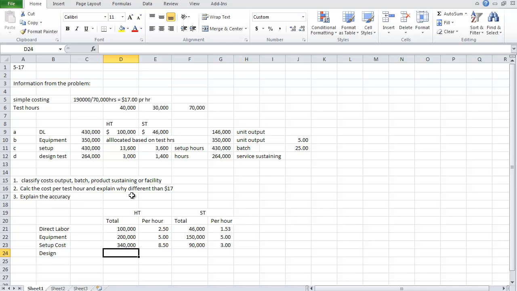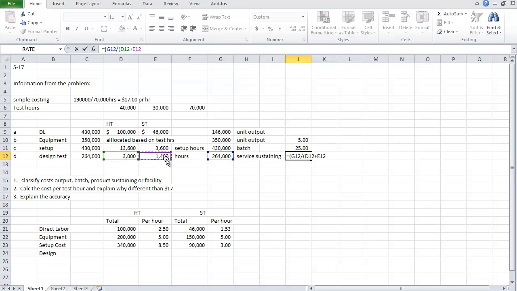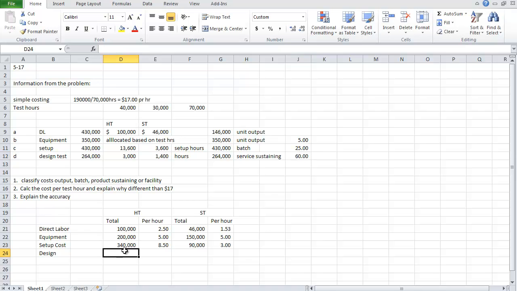So in this case, we start for our design work here. And in our design work, we know we have a total of 264. And again, we're going to have to say that this 264 should be divided by the total of the 3,000 plus the 1,400. That gives us $60 per hour.